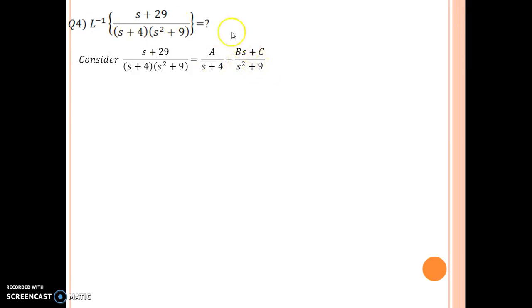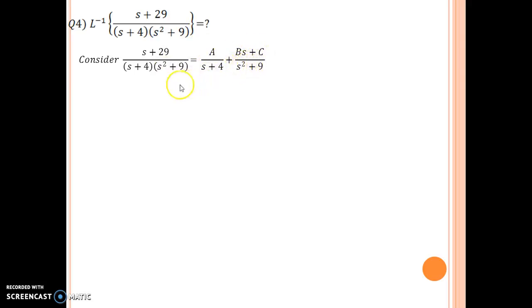Now if you observe, this format is the format of the third type of partial fraction that we just saw, because s square plus 9, if we calculate b square minus 4ac, it is negative, and hence s square plus 9 is irreducible over R, so we can write it in this manner. Now our goal here is to find A, B and C.